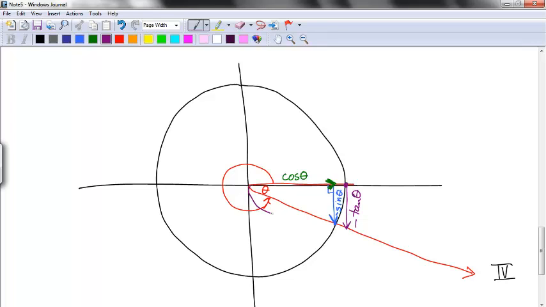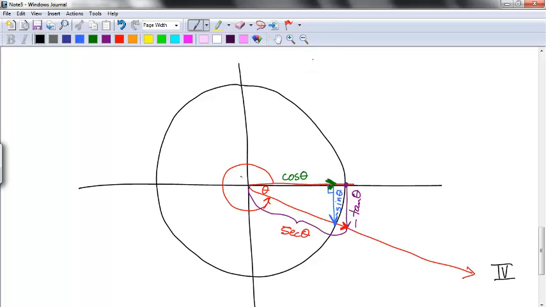And then from the origin to here, this is secant of theta, and it's positive. Cosine and secant ought to be positive. It's in the same direction as the terminal vector.